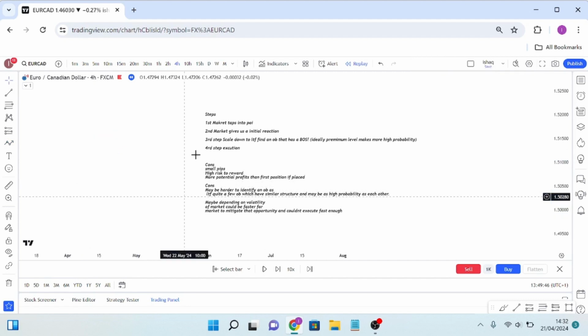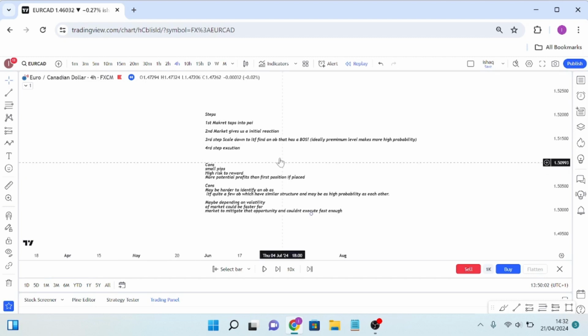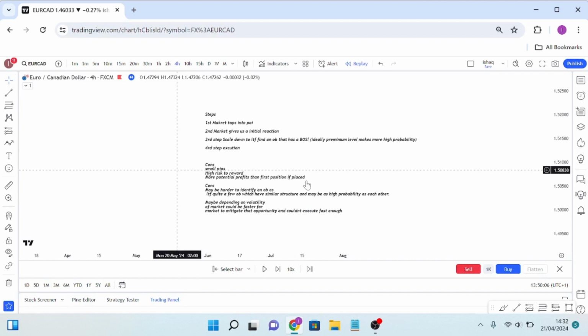Second, the market gives us an initial reaction, as you saw right there. The market gave us some bearish pressure in terms of selling and bullish pressure in terms of buying. Then you've got to scale down to the 1 minute, the 3 minute, the 5 minute, the 10 minute. Scale down in comparison to the higher time frame and find an OB that has a break of structure. That's what we need to do as a first step.